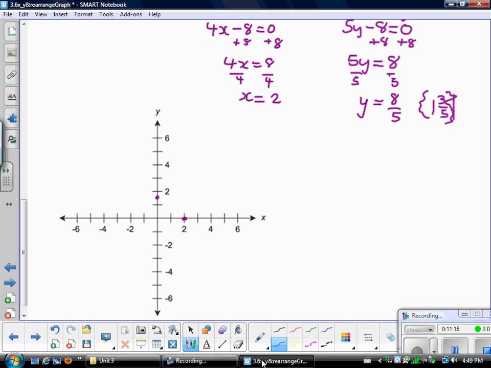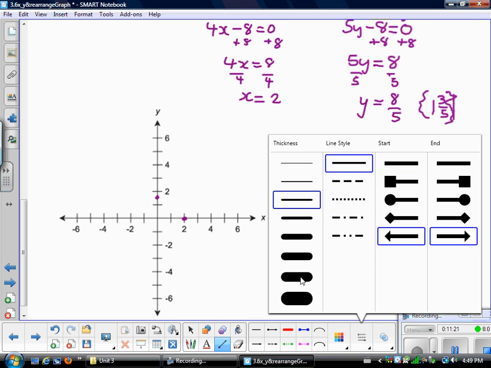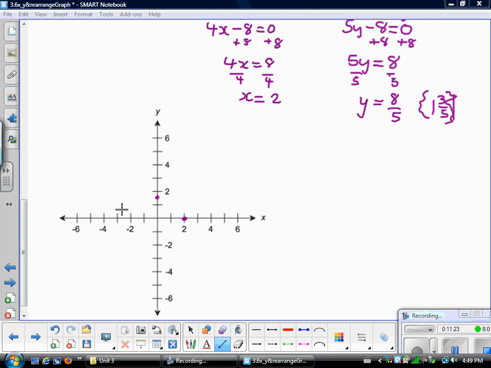So we have our 2 points, and now it's just a matter of taking our line again and drawing a line through those 2 points. Notice my arrows on both sides, and it's a straight line. Okay, now I'm going to stop the video because the next part is the second kind of goal that we need to be able to do.